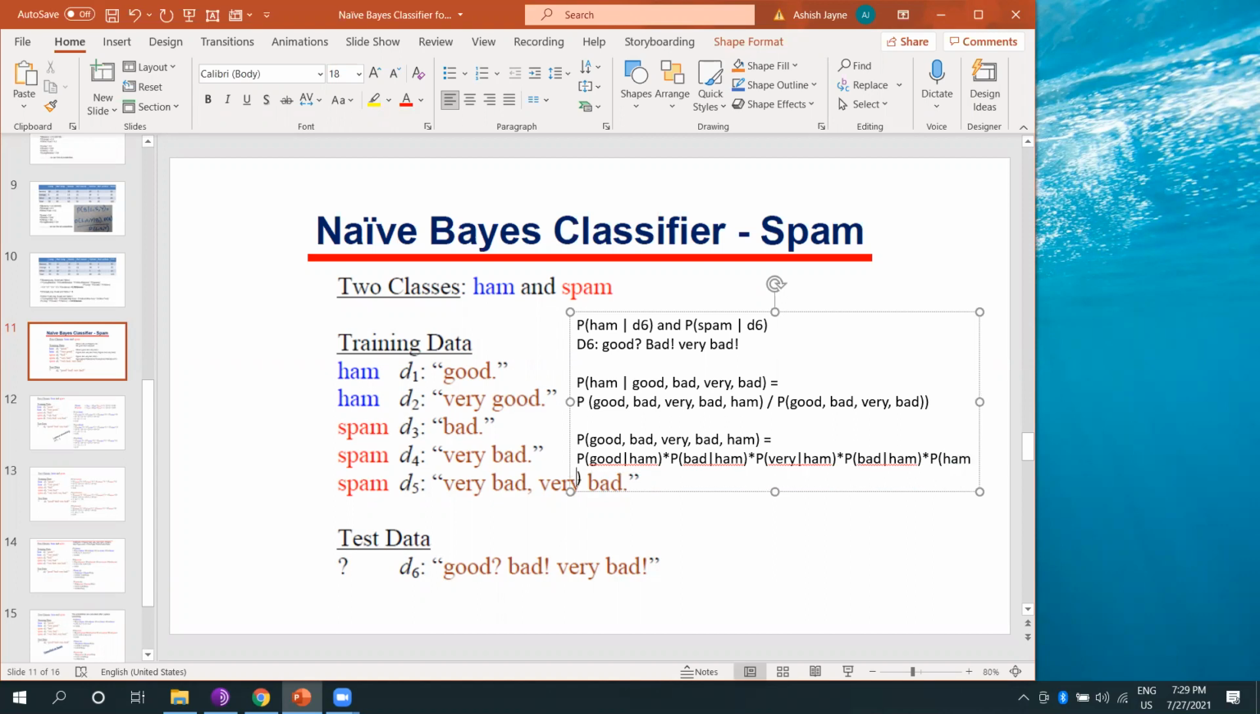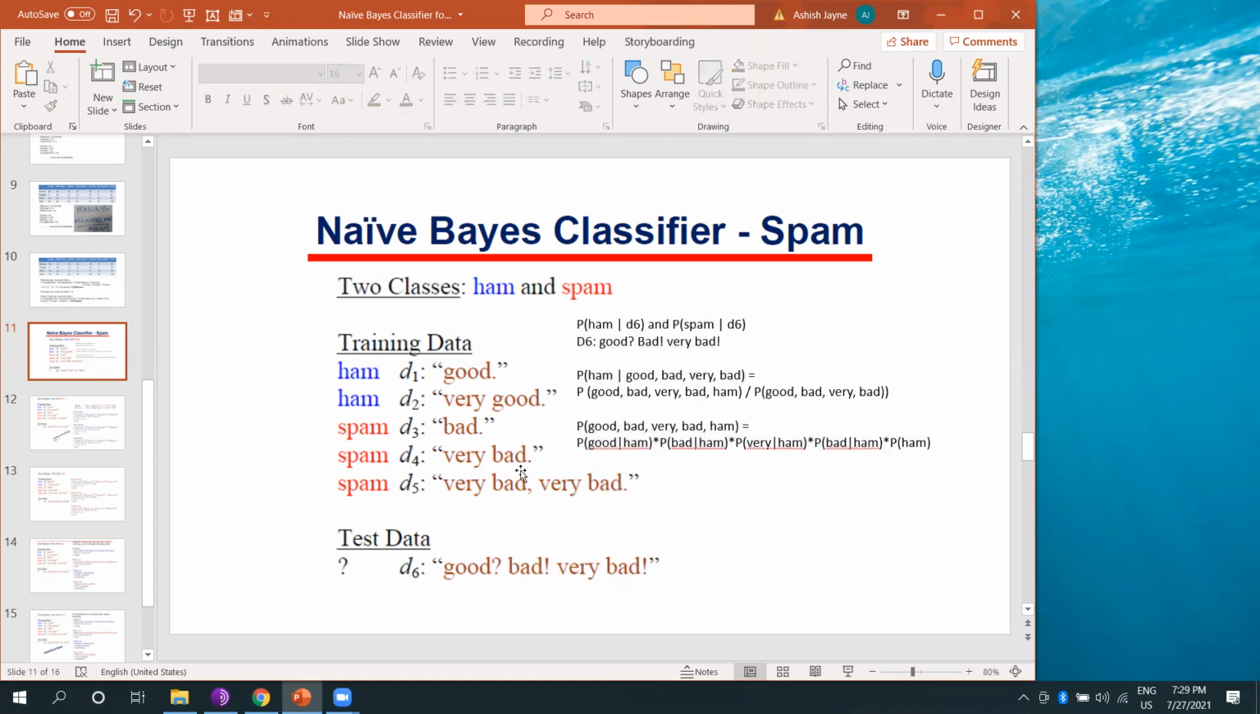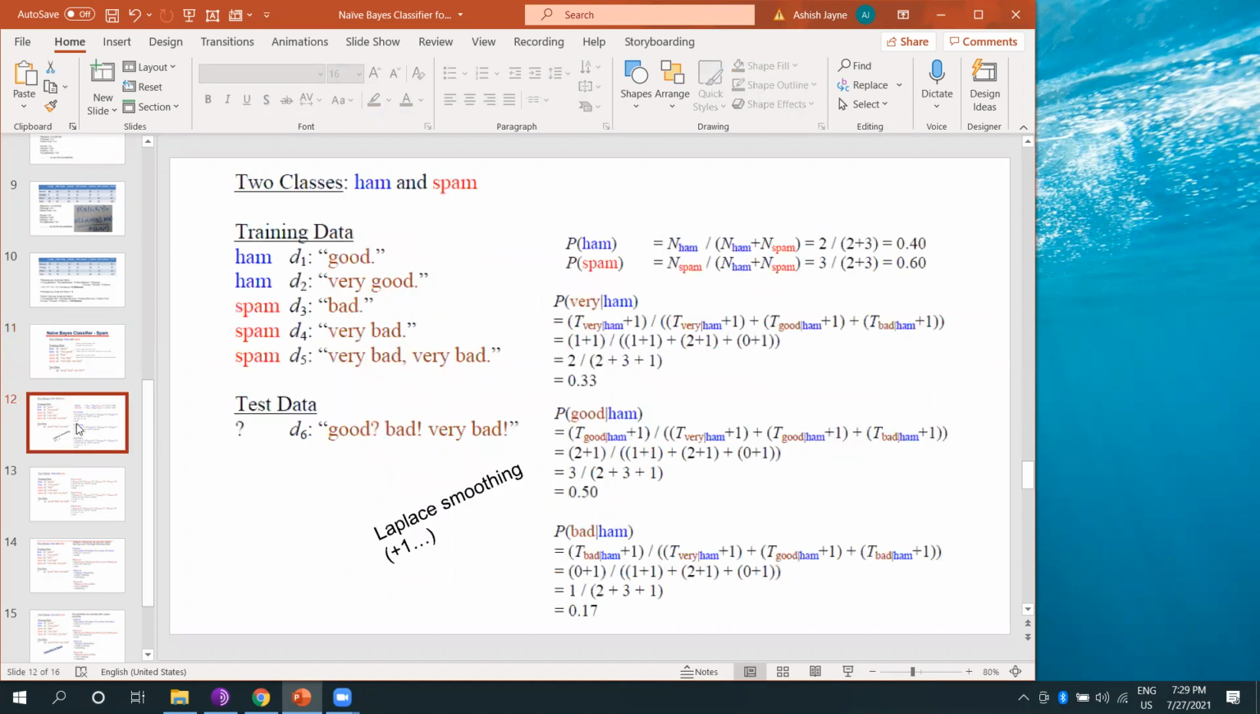Now you can calculate these probabilities from these equations. For example, I'd explain one thing. P(ham) is 2 mails of ham and 3 mails of spam, so 2 divided by 2 plus 3, which is 0.4. P(spam) is 3 mails of spam, 3 over here, 2 for ham, 3 for spam, and 0.6.